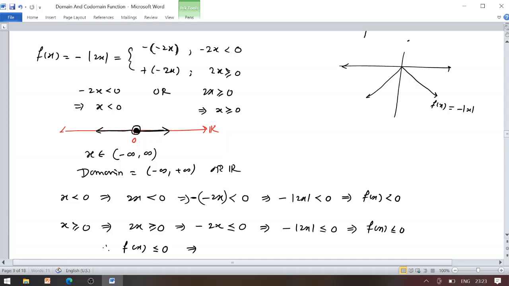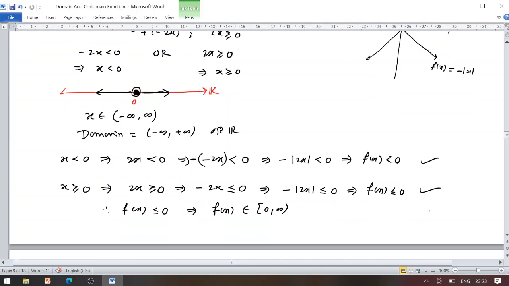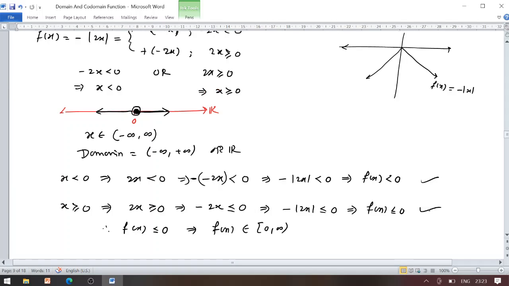So that implies ultimately f of x belongs to the semi-closed interval 0 comma infinity. Keep in mind that we have to consider the union of both cases for finding the range as well as the domain. So the range of the given function f is the semi-closed interval 0 comma infinity again.